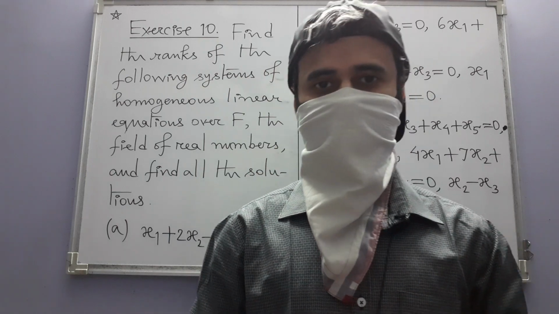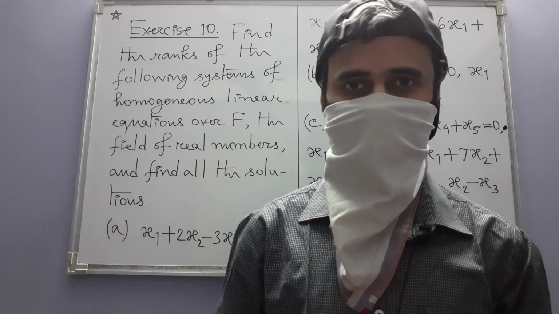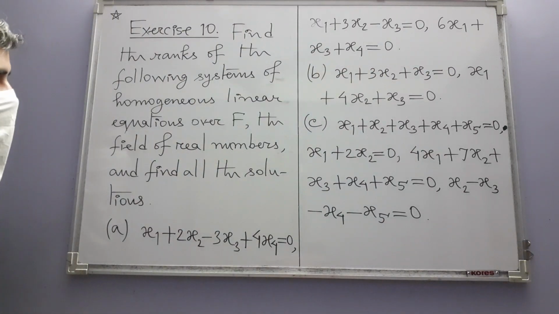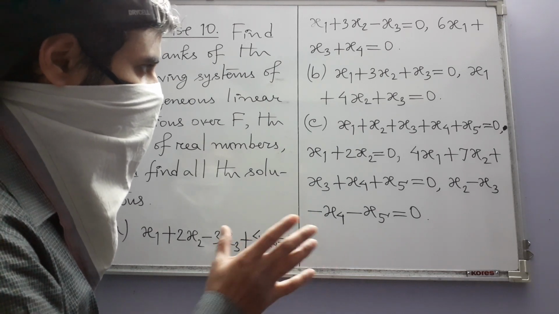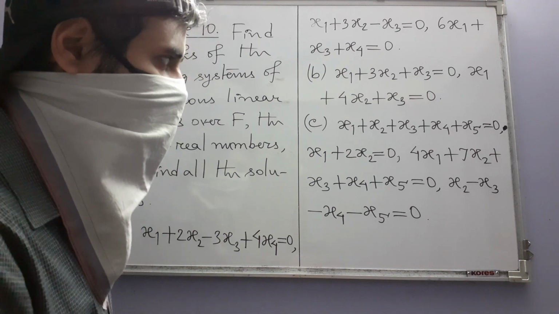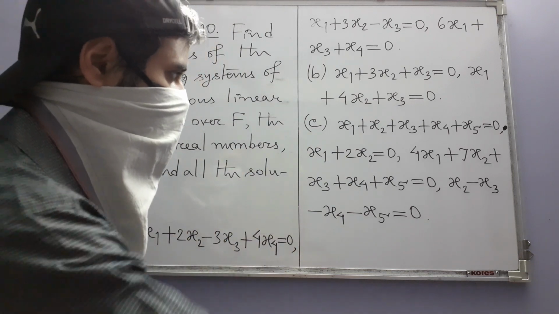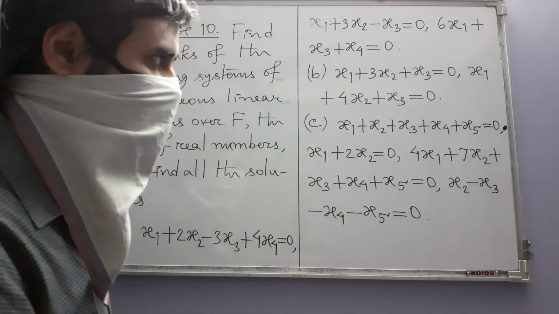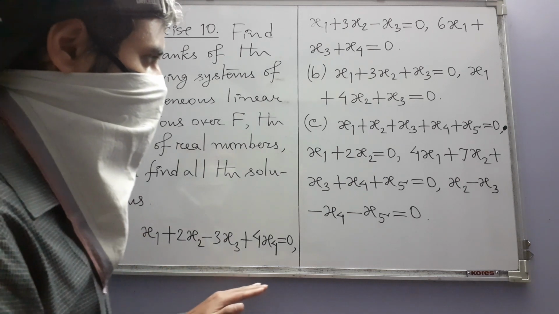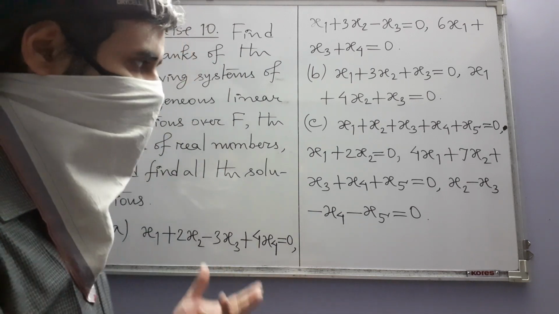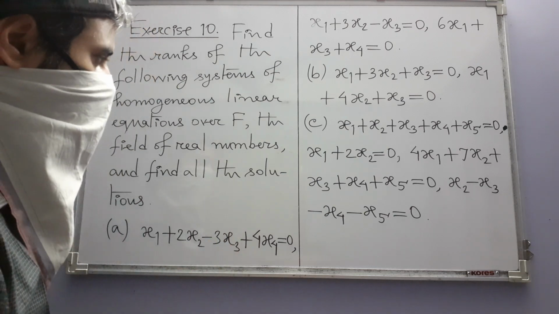Okay, so let us continue our exercises on dual space, and today we are going to finish this set of exercises. So this is the 10th one, and in this one some systems of linear equations are given, and each equation in the systems that we see here are homogeneous equations. That means the right hand side constants are all 0. So in each case we have to find the rank of the system, and also we have to find all the solutions. So let's now see the solution.